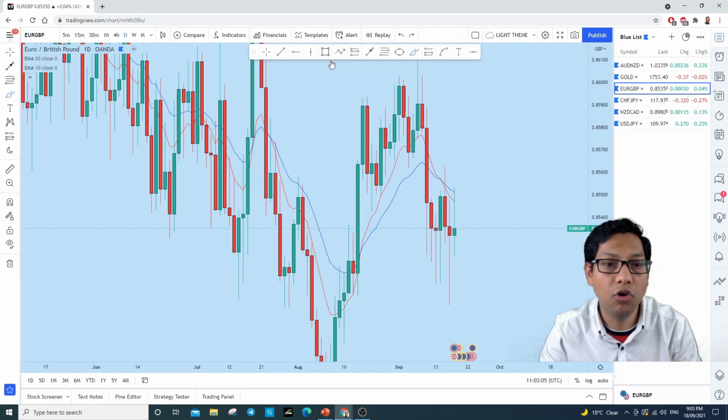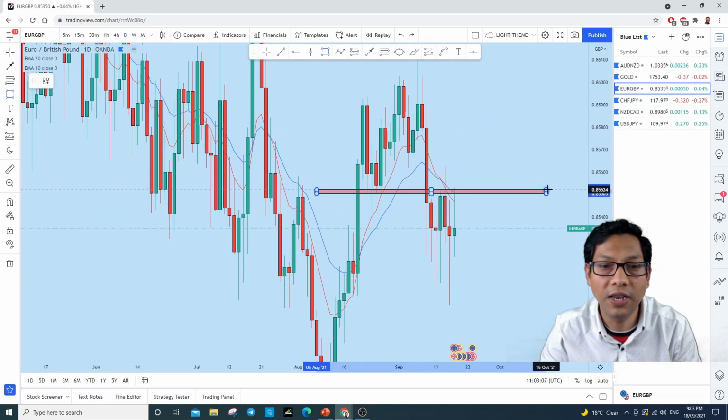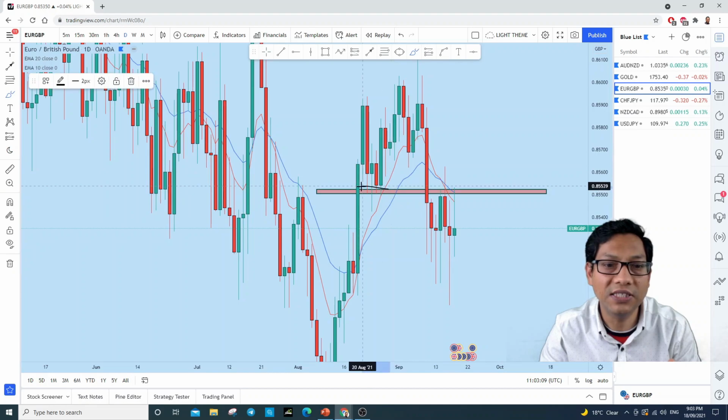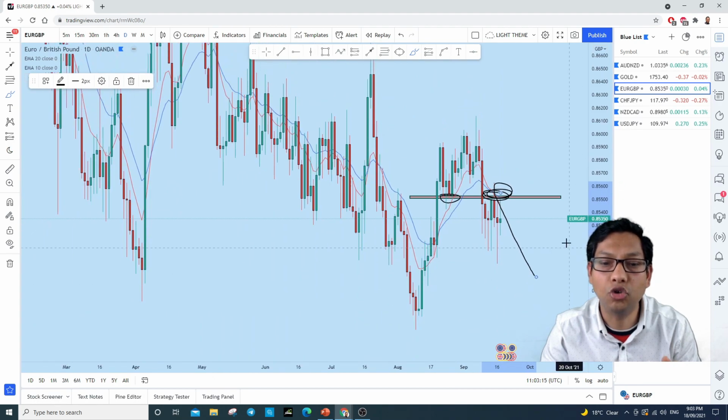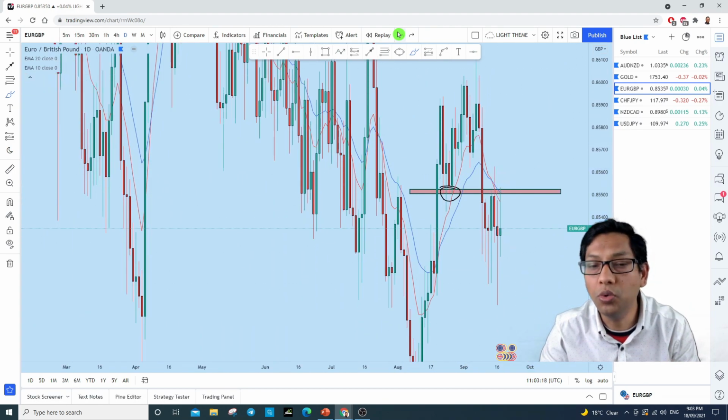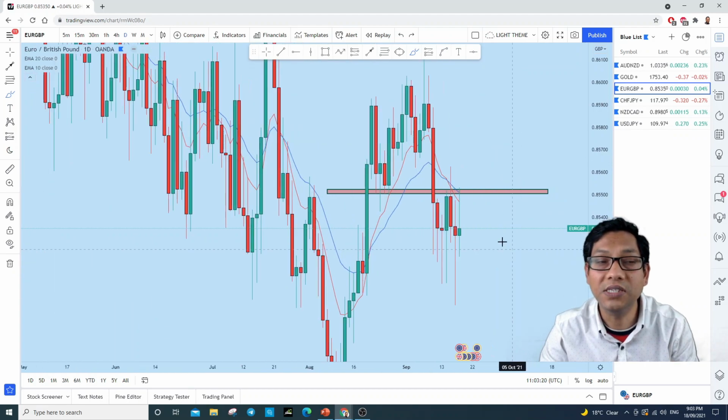Let me draw this level. This is a very, very important level. What we have seen is that this is a support, tested as a resistance by quite a few back-to-back candles, and we can expect a drop from here. So EURGBP as well, we can see a drop.